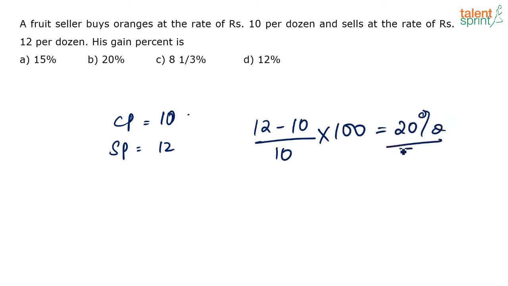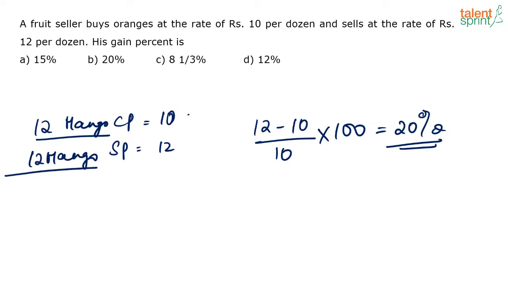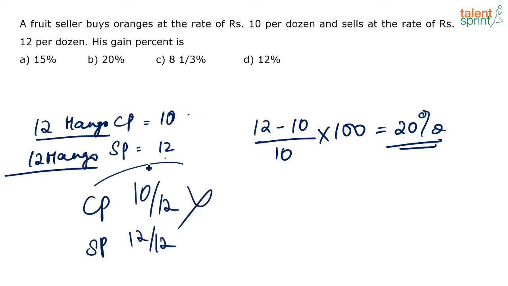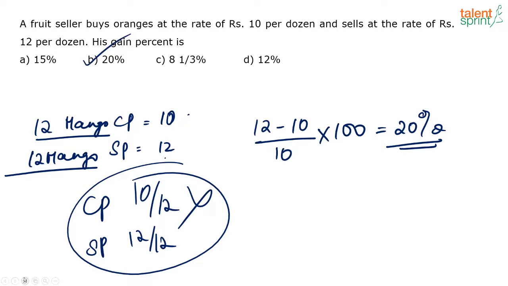20%, that's all. See, you needn't take the cost price of 1 mango and selling price of 1 mango and calculate. Correct? Per dozen they have given. Per dozen means 12 mangoes, right? 12 mangoes cost price is given as 10. 12 mangoes selling price is given as 12. So what is his gain percentage? It is nothing but the selling price minus the cost price by cost price into 100. Directly take it as 20%. What I am trying to say is, don't try to find out 10 by 12 is the cost price of 1 mango, selling price of 1 mango is 12 by 12. Not required. Directly you can solve it like this. Correct answer is option B, 20%.